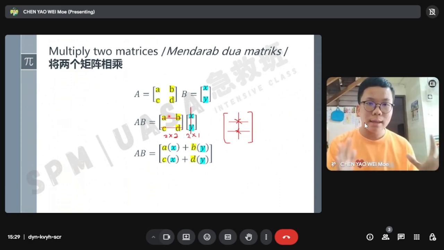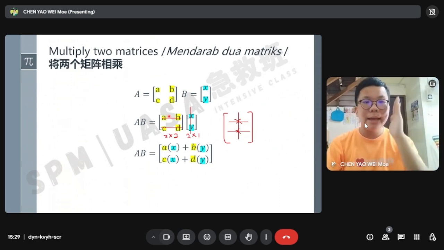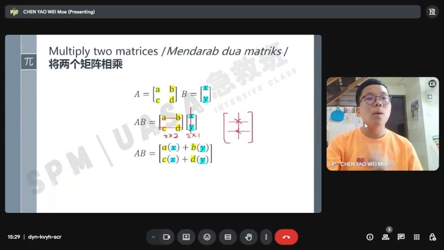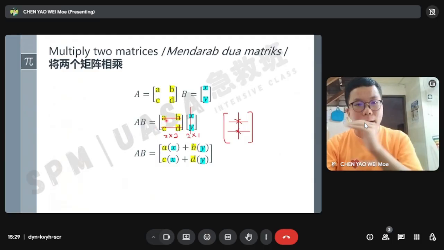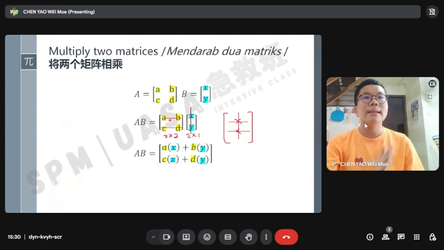When we want to do anything about matrices, remember: baris, laju, row and column. Whenever it's a 2 by 2 or n times n, anything, for the first matrix you must take the row first, and for the second matrix we take the column. Row, column, row, column. Then when you do it like this, you can get this one. Then this is actually telling you your final answer can be in this form. It means you got 2 answers for the matrix.